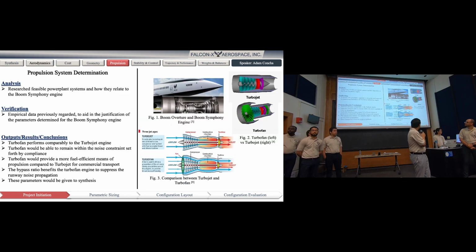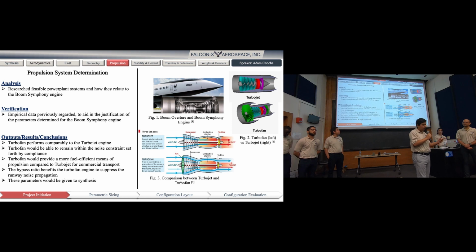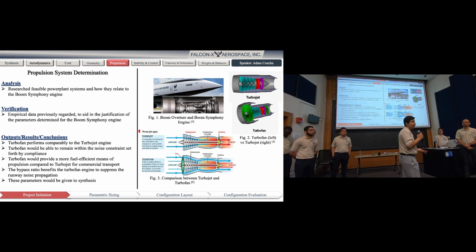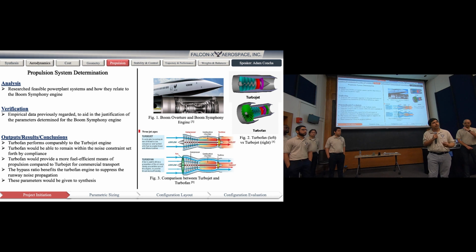Next slide, please. So through this analysis, we determined that the turbofan engine would be better performing for the noise mitigation compared to vehicles such as the Concorde. That's due to the bypass ratio, which is larger compared to the turbojet. And then the turbofan would be performing similarly to the turbojet, so that's why we consider that, as well as to meet the boom symphony.